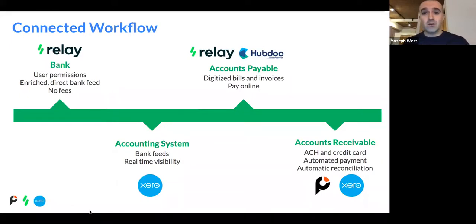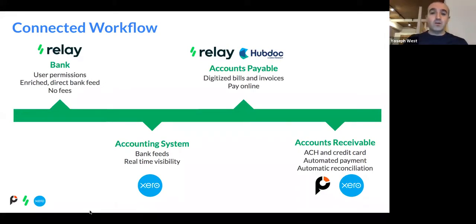Our bank feeds sync every 3 hours. You can sync anytime you go into your Relay account and just hit the sync button. It's really cool, and it's API to API, so there are no web scrapers, there's no chance of it breaking. You don't have to deal with your client's bank logins. It's pretty sweet, as Josh can tell you.